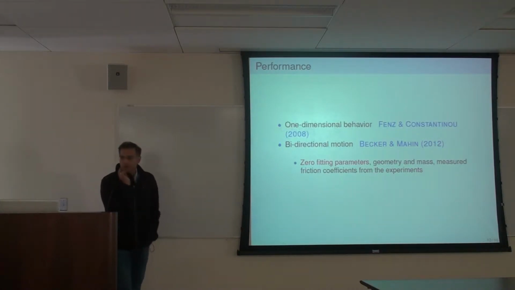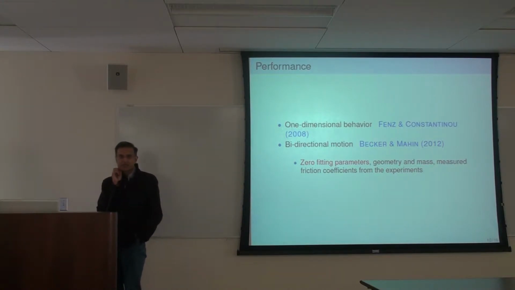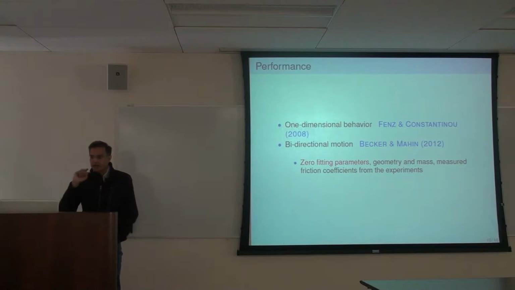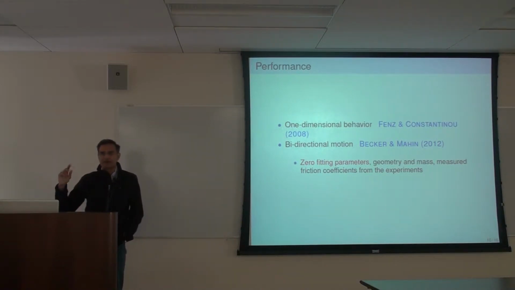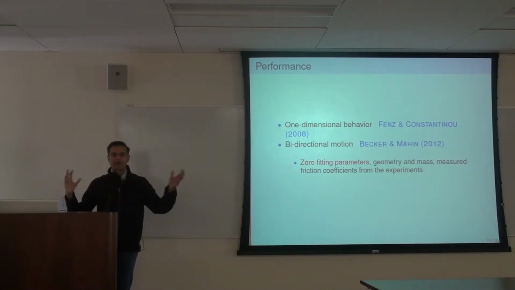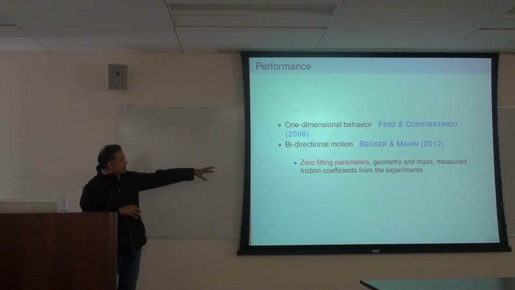Just a little bit about the performance here. I'll show you 2 tests of a number of different tests that we did with this model. One is just basic one-dimensional behavior, and we'll compare it to this experiment by Fenz and Constantinou from 2008. And then we'll look at this classic experiment I think many of you know, which was done by Tracy Becker and Steve over here, where they had a giant slab and they had 4 bearings and they moved their table around in different ways.